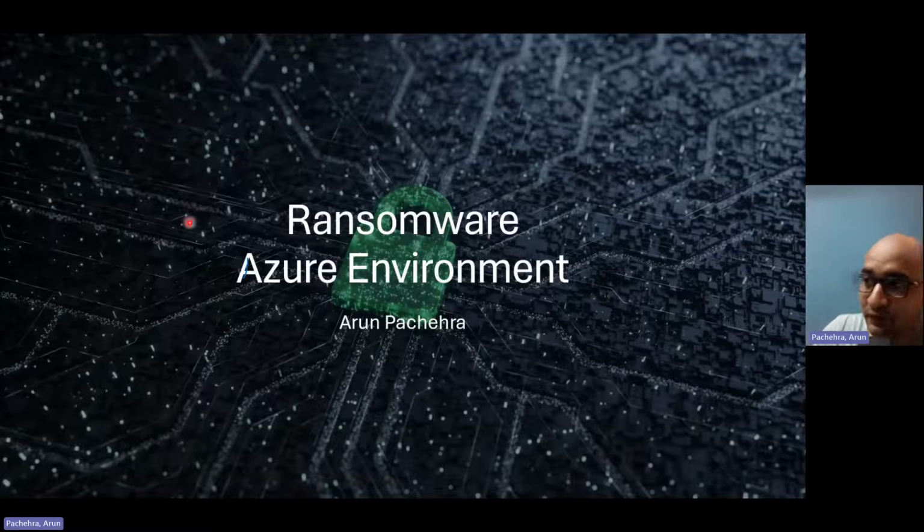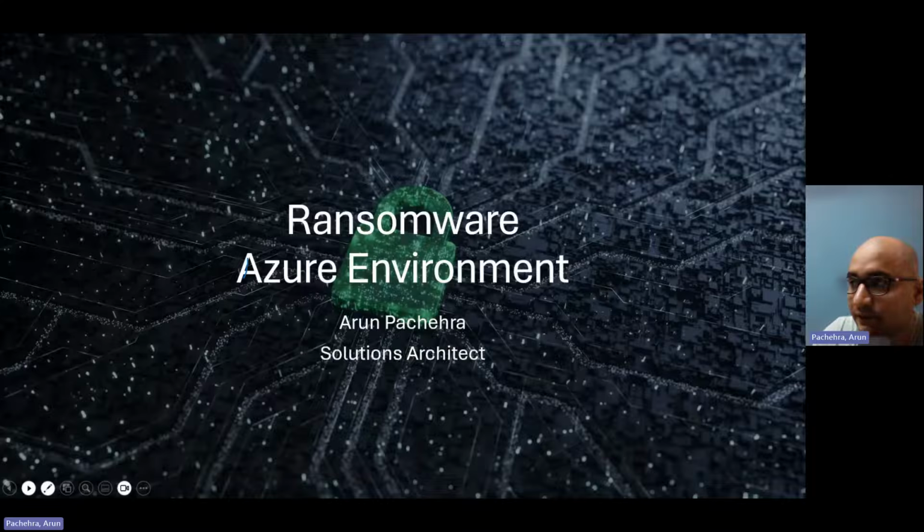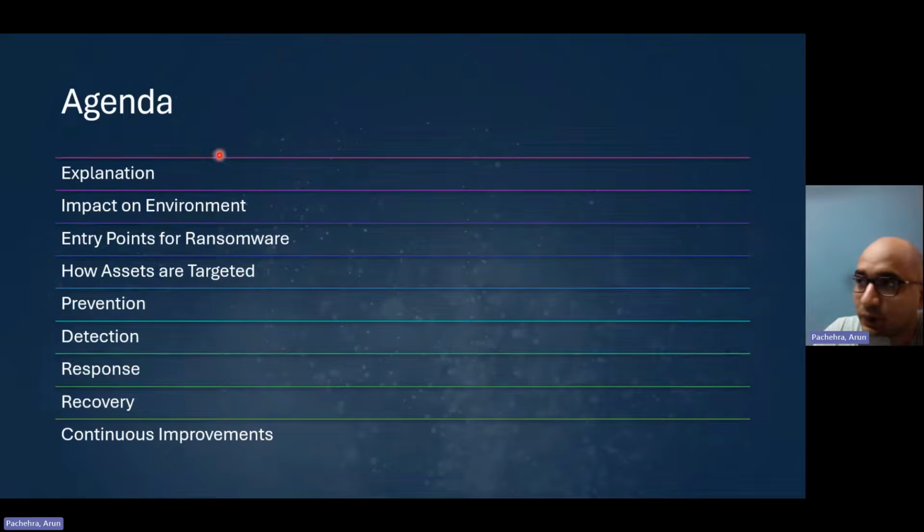But in this one, we have prepared some agenda, as you can see on the screen right now. Here is the agenda where we will try to explain what ransomware is first. Then we'll look at the impact on the environment when this attack happens. We'll try to find out the various entry points for ransomware and how assets are targeted. Then we'll go with prevention, detection, response, recovery, and continuous improvement of our environment. So, this is the agenda for this discussion.